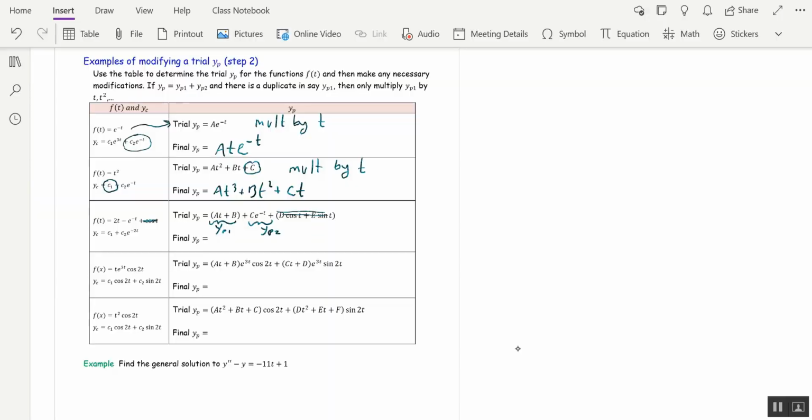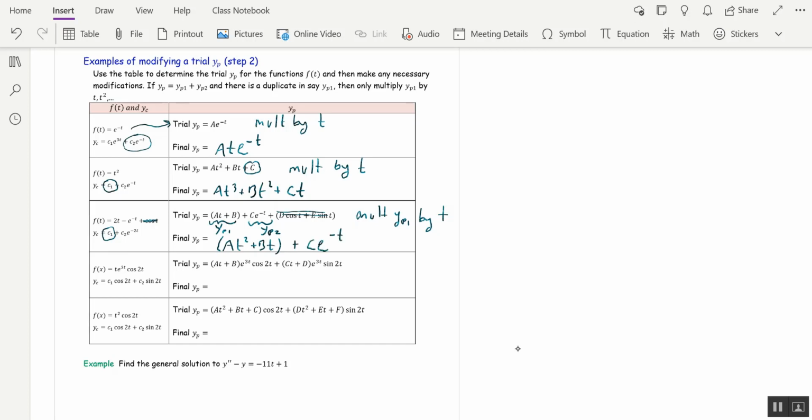So I'm looking for repeats, and I don't see any repeats in yp2, but I do see a repeat in yp1. I see a constant. So I'm going to multiply yp1 by t, and I'm going to leave yp2 alone. So my final yp will be at squared plus bt, and then I'll have c e to the negative t.